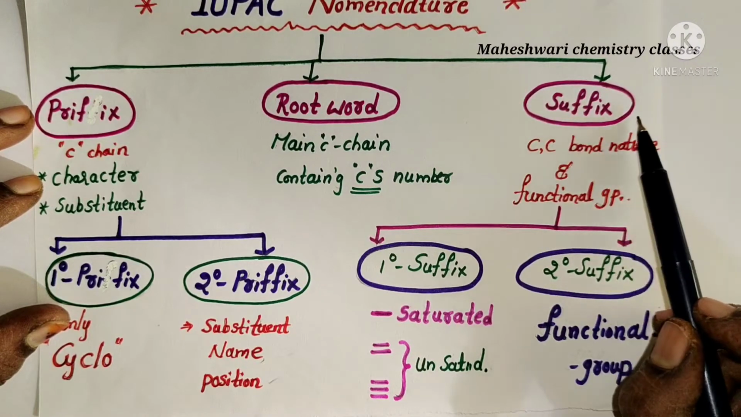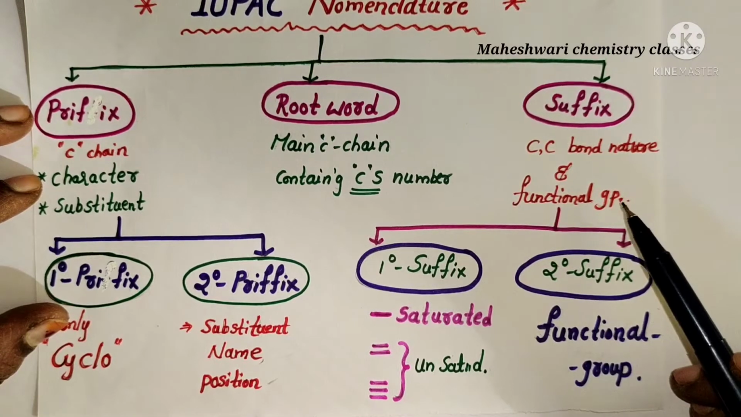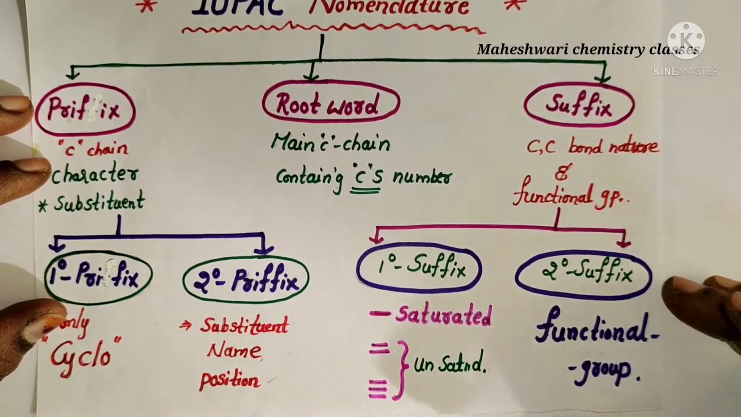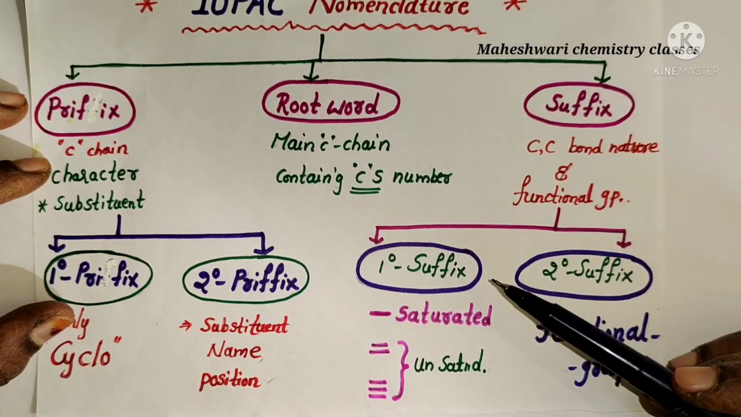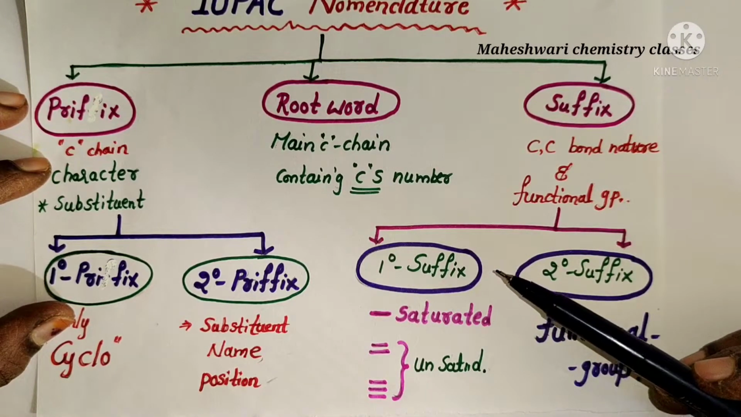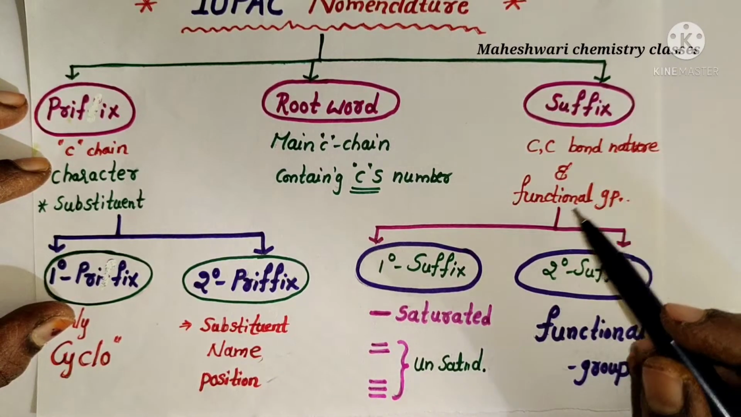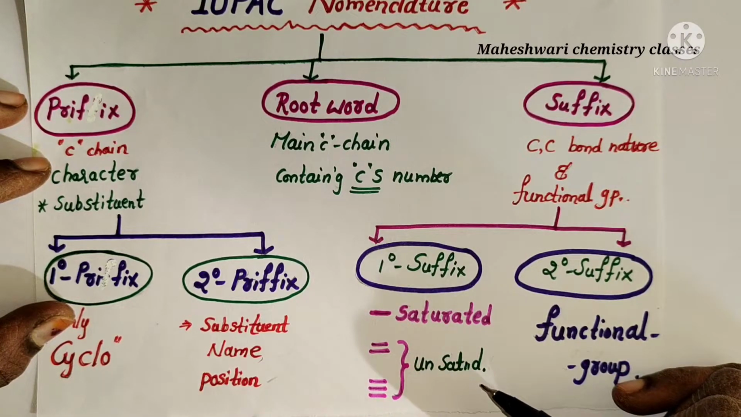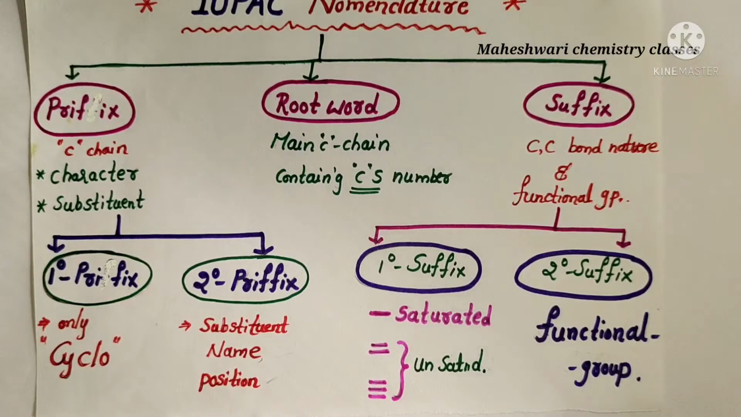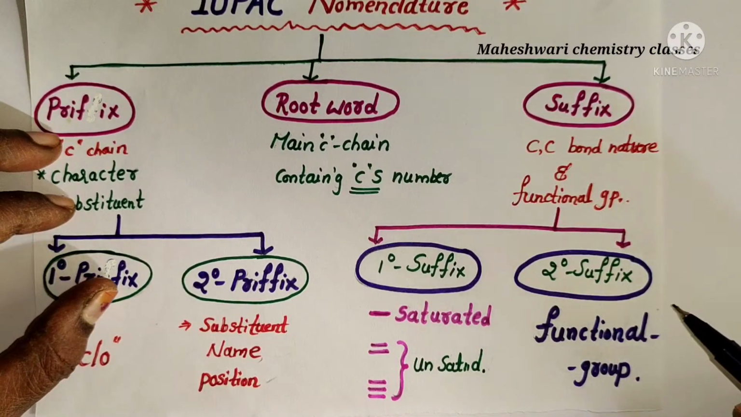Next, suffix. Suffix explains about carbon carbon bond nature, at the same time functional group also. Here suffix is again divided into two types: one is primary suffix, another one is secondary suffix. Primary suffix explains about bond nature. Bond nature is nothing but in between the carbon and carbon, if a single bond is there it is saturated, if a double bond or triple bond is there it is unsaturated. Which type of bond is present between carbon and carbon, that is explained by the primary suffix.